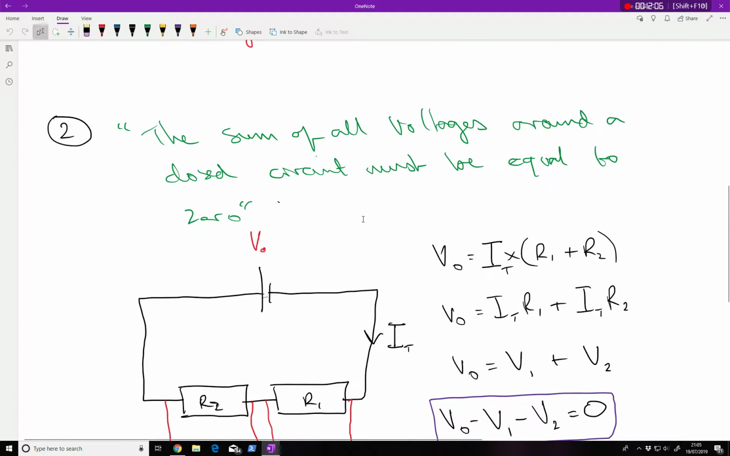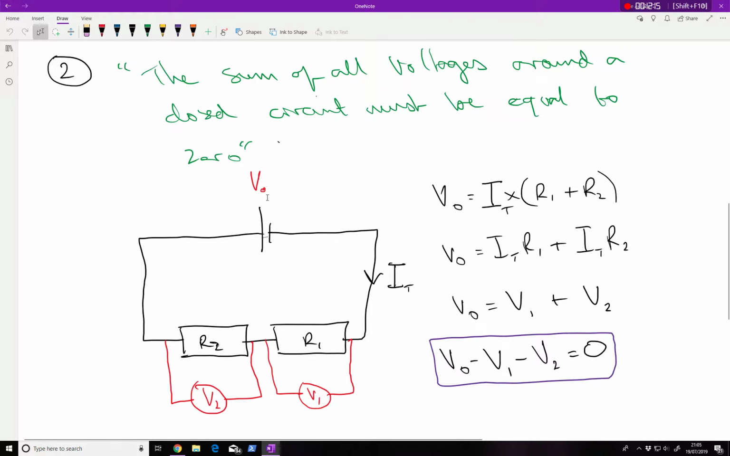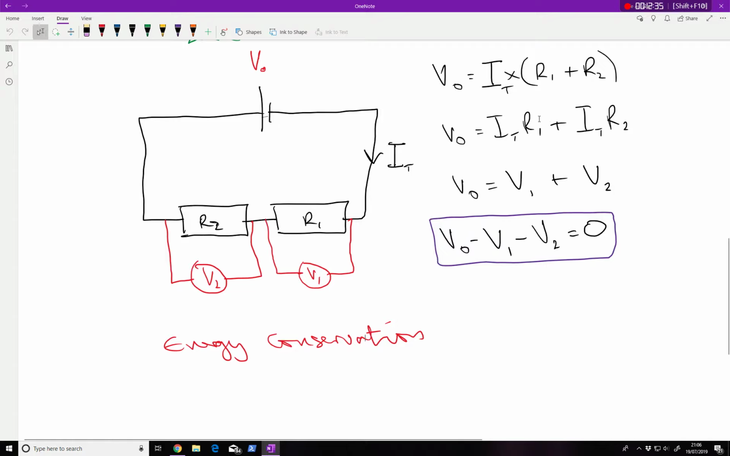The energy conservation law is the second law. And that says that the sum of all voltages around the closed circuit must be equal to 0. So if I had a known voltage on the battery and I had voltmeters on two resistors in series, I would be measuring that both voltages added together that I measure on the resistances should be equal to the voltage coming out of the battery. And on the right side, I've just got the math showing.